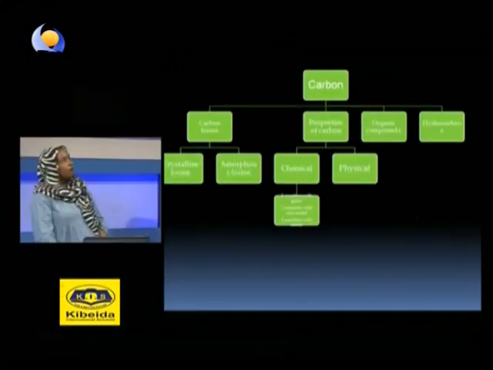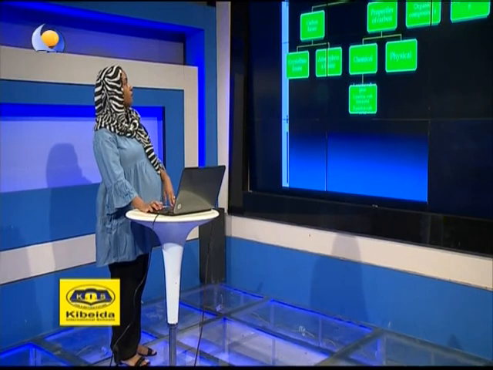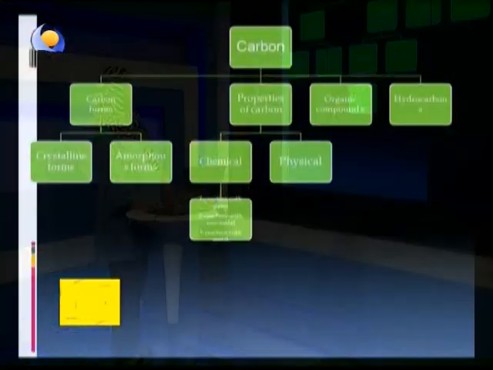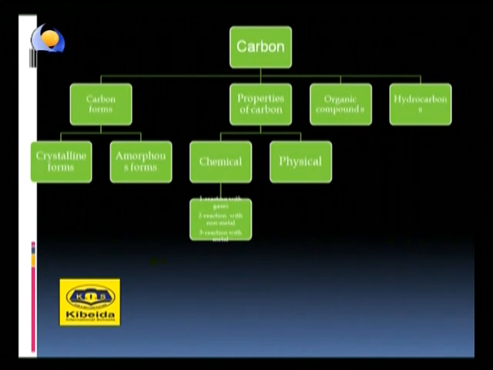Then there is the carbon unit, divided into different parts. The first one is carbon forms. Carbon forms are divided into crystalline and amorphous. The crystalline form is divided into different types such as diamond and graphite. Diamond has its own properties, densities and shape, and amorphous also has its own properties, densities, uses, and so on.